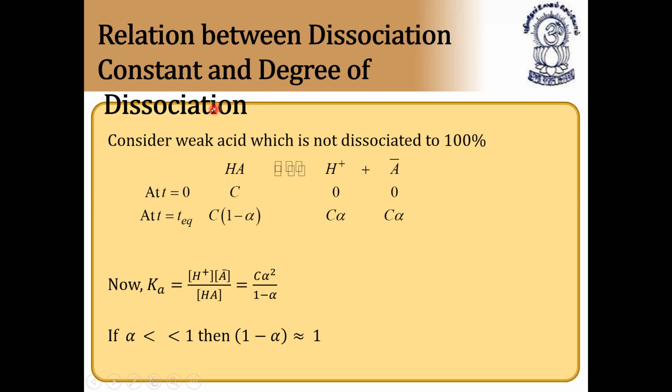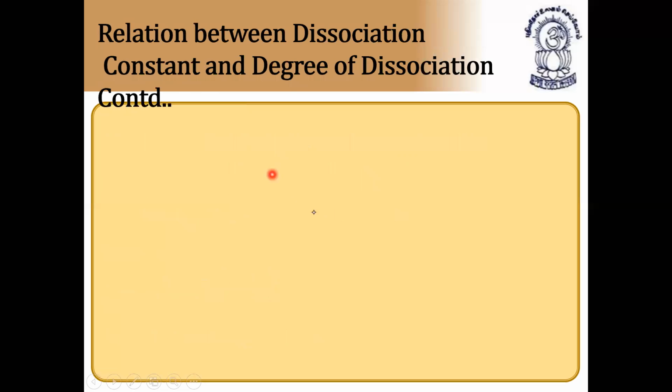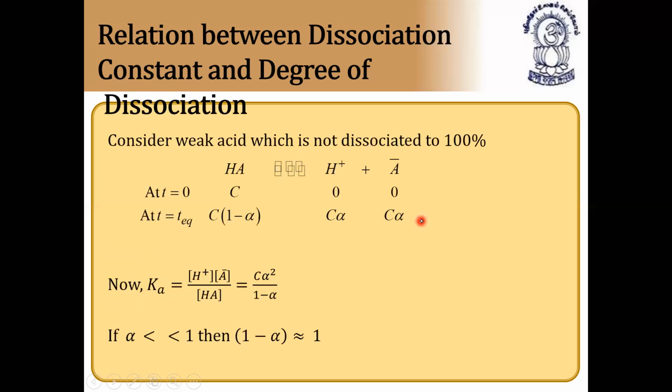What is the relation between Ka and Kb? So consider a weak acid which is not dissociated to 100%. Let us say the weak acid is HA. Initial concentration is C at time t equal to 0. And initially, as there is no formation of products, H plus and A minus are 0, 0. And at equilibrium, what happens? This becomes C into (1 minus alpha), and C alpha, and C alpha.